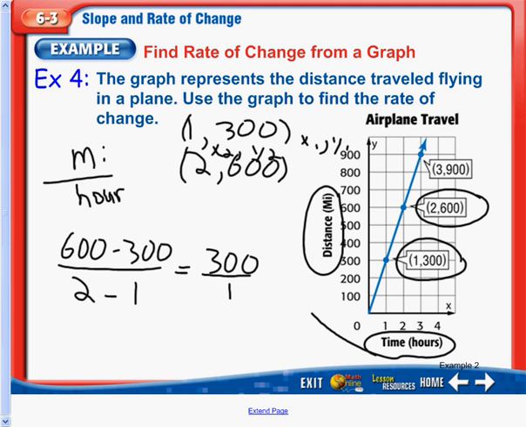And so now I'm going to rewrite that with our rate. Because again, top was miles, bottom was hours. So I have 300, and we can just write this mph for miles per hour as our rate of change.